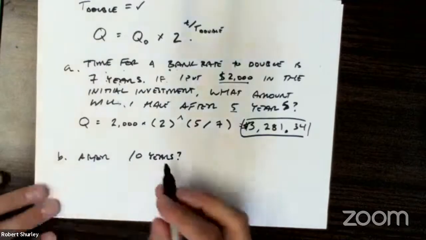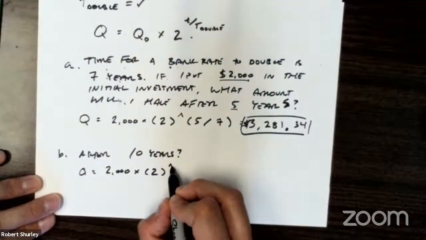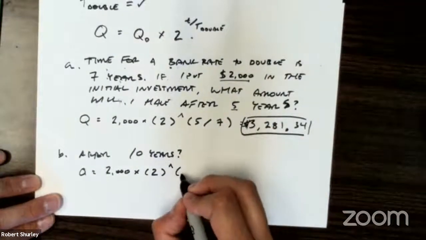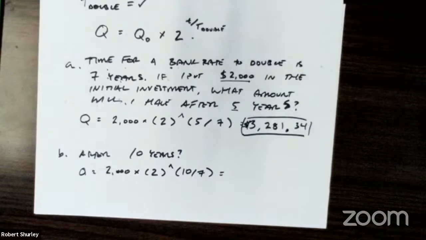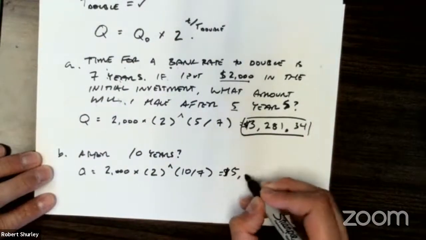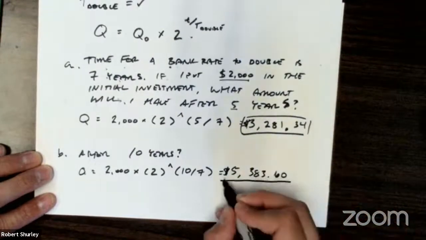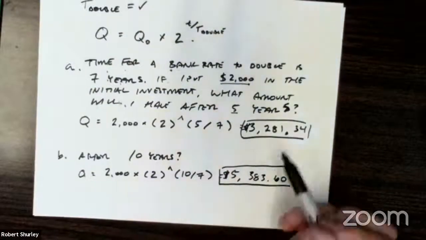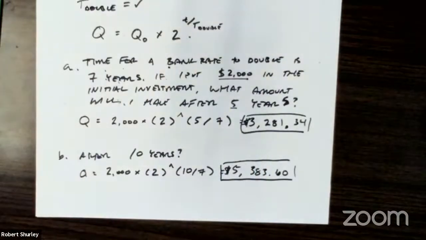Okay, so let's see here. We'd have Q equals 2,000 times 2 raised to the, instead of 5 years, it's going to be 10 years now, over 7. So we get 2,000 times 2 raised to the 10 divided by 7. We got 5,383.60. Okay, which makes sense. If it takes 7 years to double, we should see that after 10 years we should see more than 4,000, right?